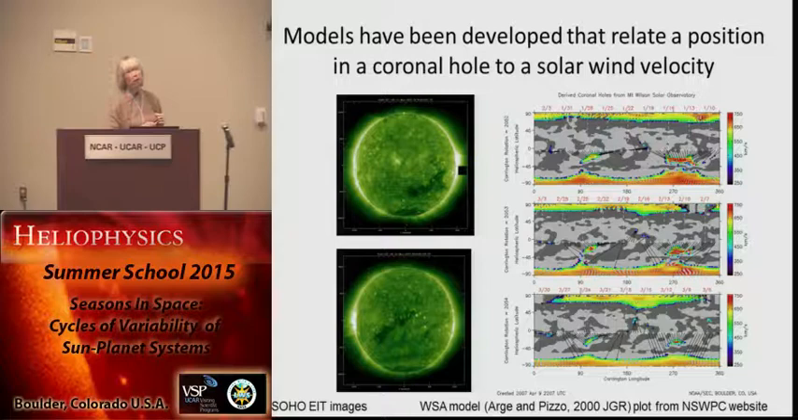So this model, which was originally called the Wang and Sheeley model for the initial developers, based on in-situ spacecraft measurements of velocity and the mapping back technique, has since been expanded by Nick Arge at AFRL. And so there's a nice recipe for going from where you are in the coronal hole and what the field geometry is there into a velocity that's coming out of it. So not only do you have the potential for mapping the field polarity, but you have the potential for mapping the velocity that's coming to you.